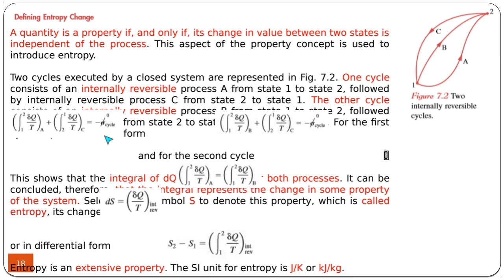If we say that the processes are reversible, there is no production of entropy, so we can say that the integral from 1 to 2 of dq divided by T through the process A is equal to the integral of dq divided by T through the process B from 1 to 2. They are equal to each other. If they are independent of the paths, this path is different from that path, then it's called a property. A property is independent of the path.